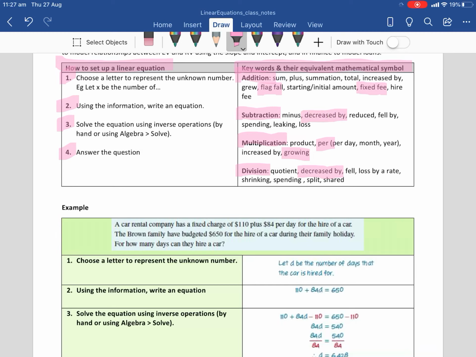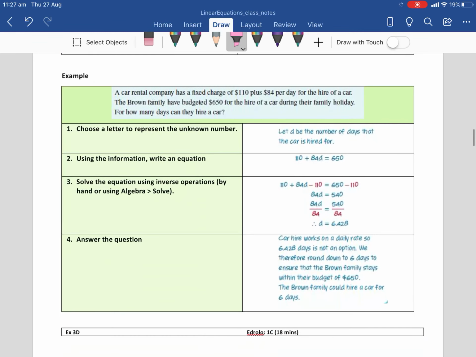So you still need to be interpreting the situation or the worded problem before you can specify what it's doing. Here's an example. We've got a car rental company which has a fixed charge of $110 plus $84 per day for the hire car. The Brown family have budgeted $650 for the hire of a car during their family holiday. How many days can they hire a car?